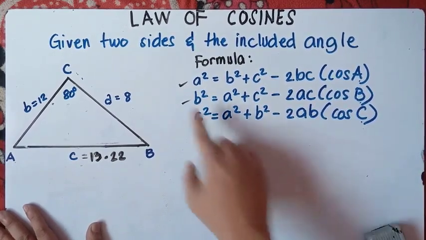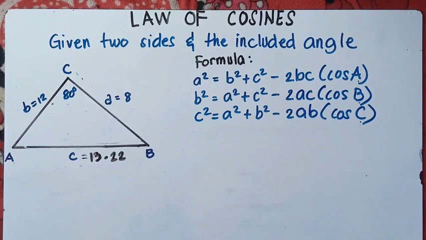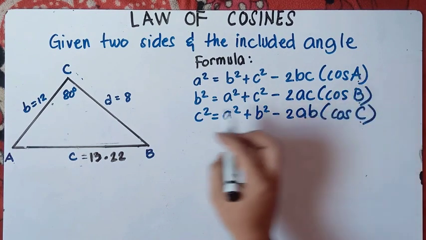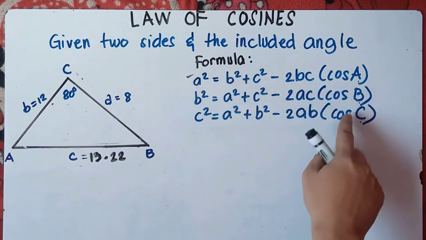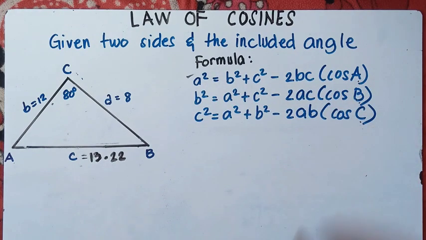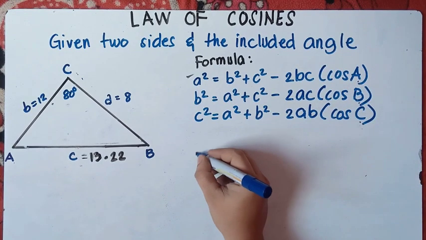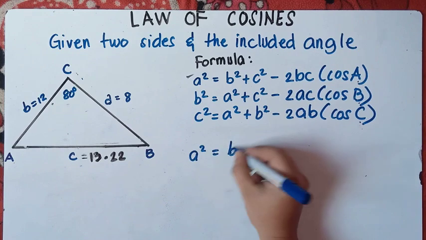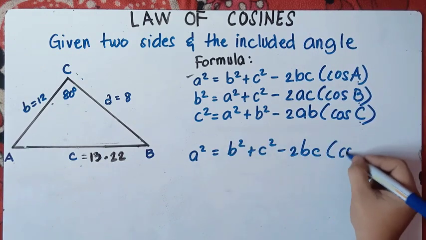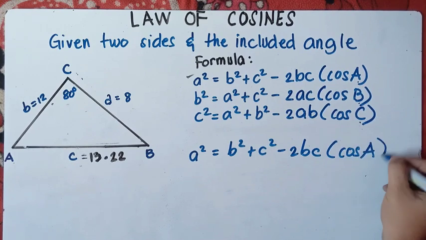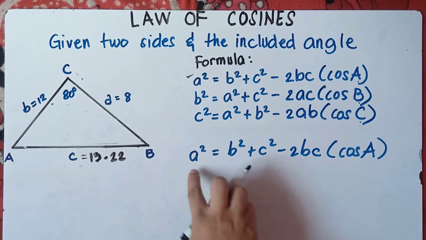So can we use this first equation, the first formula? Do we have A to find this cosine A? Yes, we have A. Let's check this first equation if we can use it to find this angle A. Okay, let me write this equation. A squared equals B squared plus C squared minus 2BC. Then we are told to find cosine A, this angle A.